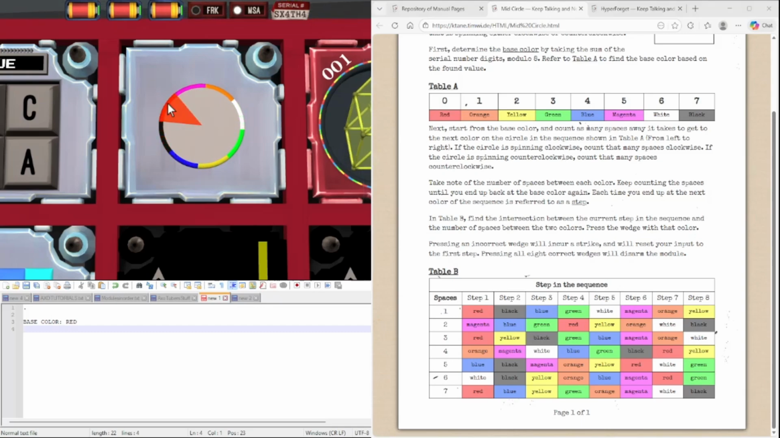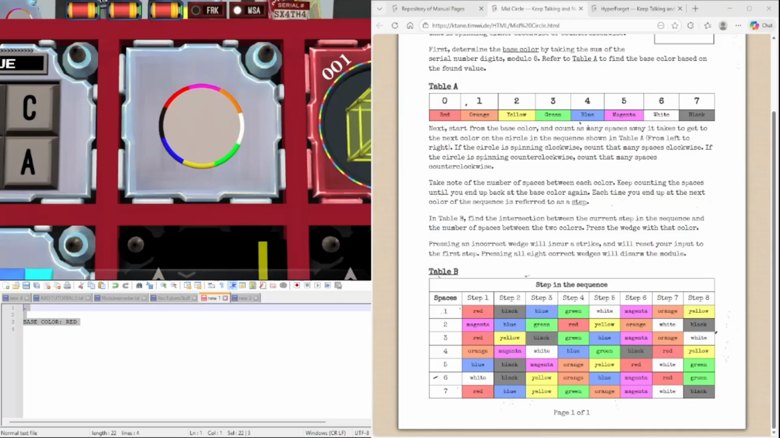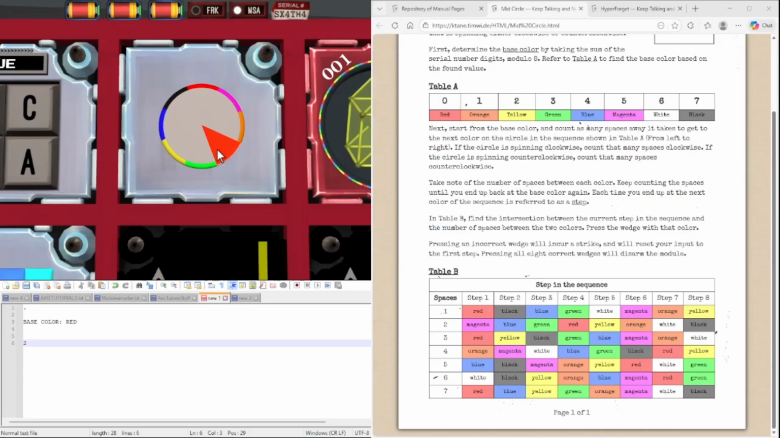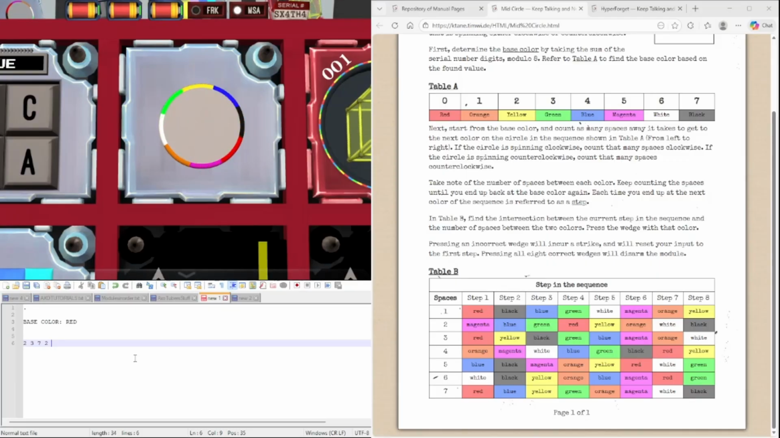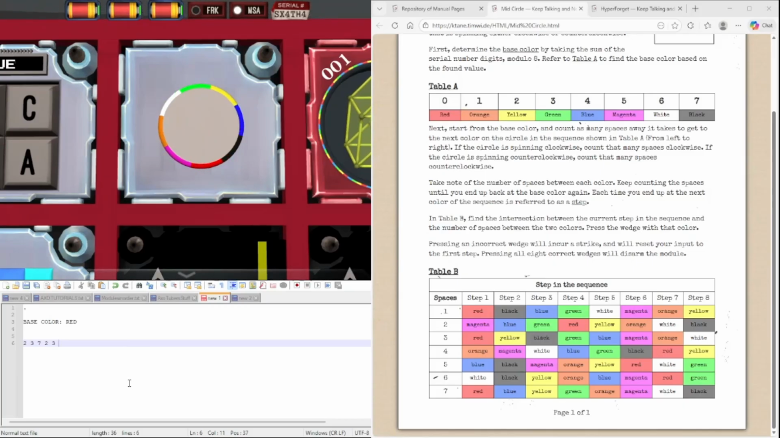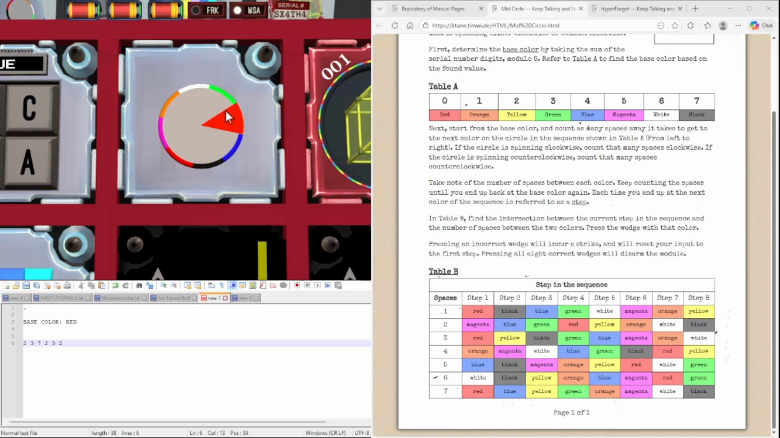So starting at red, going clockwise is 1, 2. Then 1, 2, 3. Then 1, 2, 3, 4, 5, 6, 7. Then 1, 2. 1, 2, 3. 1, 2. 1, 2. 1, 2, 3, 4. Yeah.